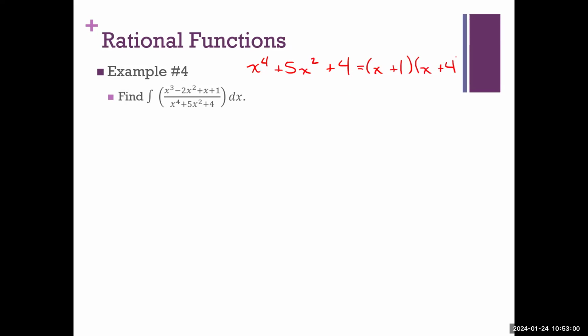Would it have to be x squared? It would be. I believe that's correct. If we foiled that out, we would get back to where we started. So that's the first thing I'm going to do, I'm going to rewrite this as x cubed minus 2x squared plus x plus 1 over these two factors, x squared plus 1, x squared plus 4.